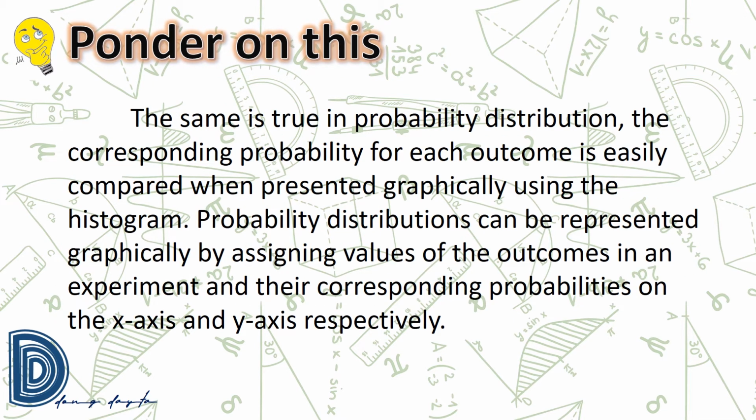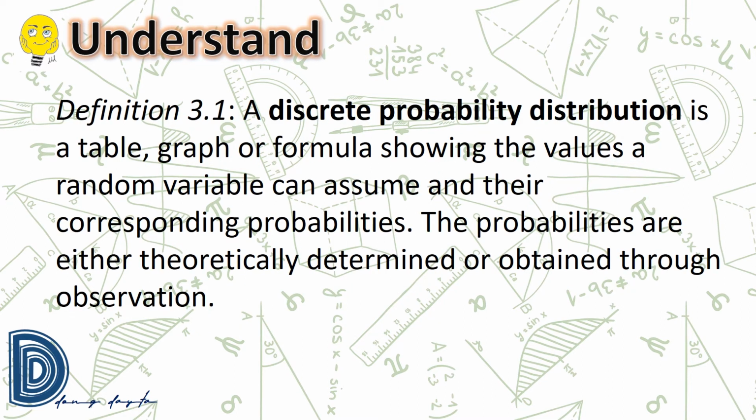The same is true in probability distribution. The corresponding probability for each outcome is easily compared when presented graphically using the histogram. Probability distributions can be represented graphically by assigning values of the outcomes in an experiment and their corresponding probabilities on the x-axis and y-axis respectively. So let's start with definition 3.1.